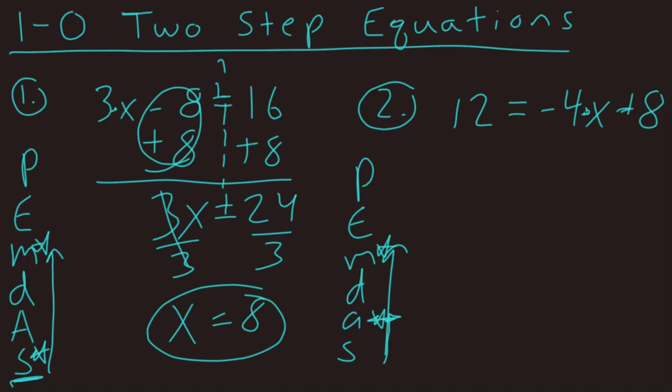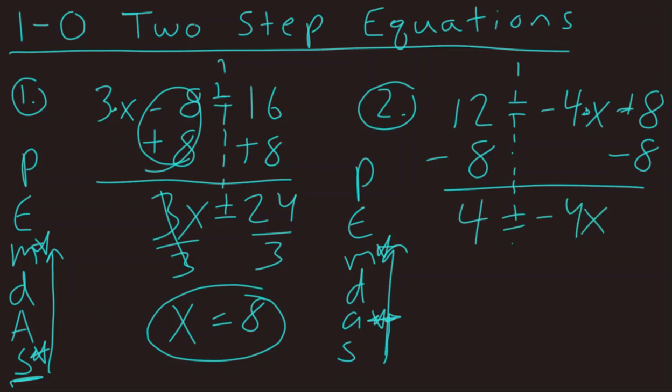And ask yourself, what is the opposite of plus 8? Well, it's minus 8. Once again, I would have you draw your dotted line through the equal sign. And we know that if we subtract 8 from the right, we have to subtract 8 from the left. And 12 minus 8 will give us 4. And 4 equals negative 4x.